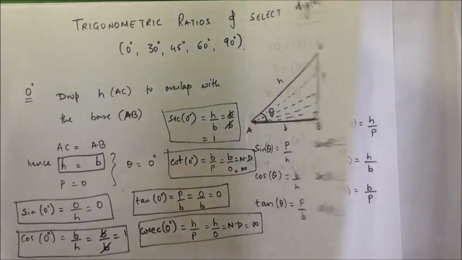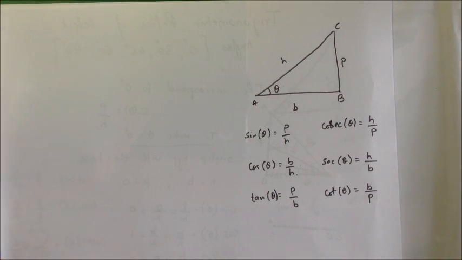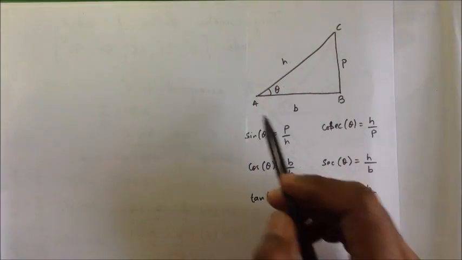So we'll move to the next angle. So again I have the same triangle ABC.